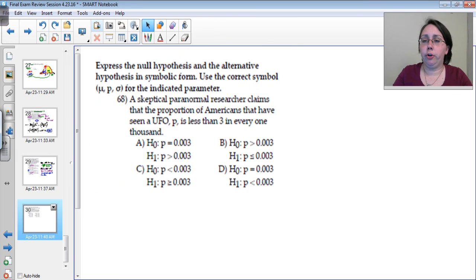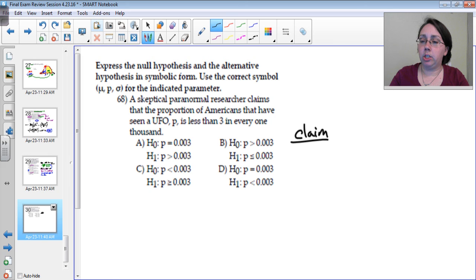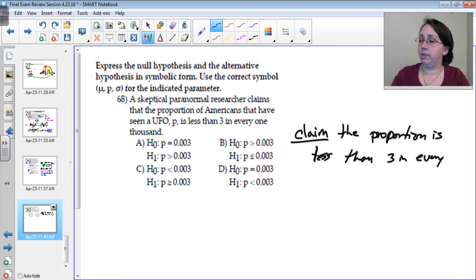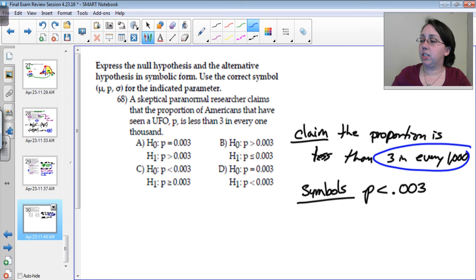Alright, express the null and alternative hypotheses in symbolic form. Now, a skeptical paranormal researcher claims, alright, let's write down our claim. The proportion of Americans, I'm going to shorten this here, the proportion, that have seen a UFO is less than 3 in every 1,000. Can somebody write that in symbols? Yeah. P is less than 0.003. Very good. So all he did was do the division. 3 in every 1,000, that's 3 over 1,000. And that's where he got the decimal from. Proportion should always be fractions that are less than 1.